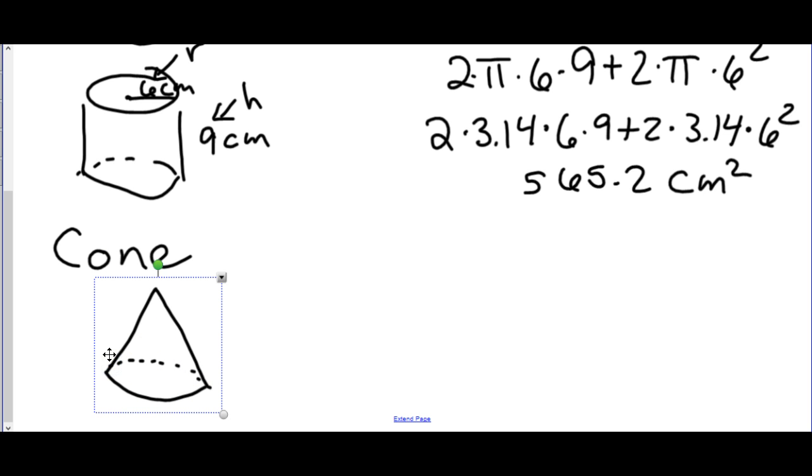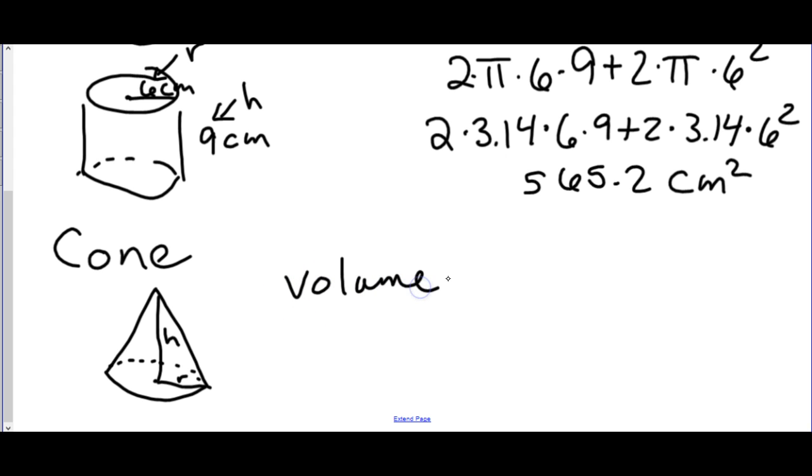You probably have seen traffic cones at some point. They are in the shape of a cone. A cone still has a radius on the circle, and then from that center point it has a height. So for a cone, again, we're only going to do the volume of a cone. It will not be asking you about surface area.